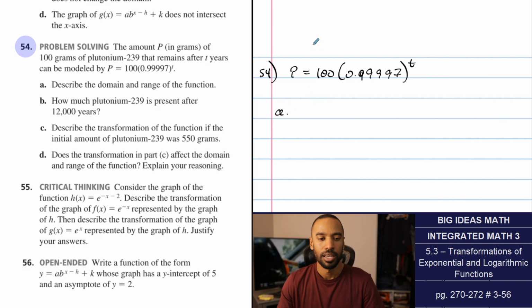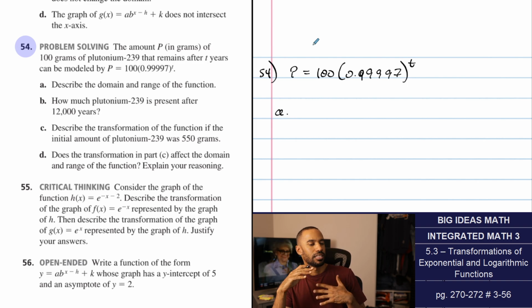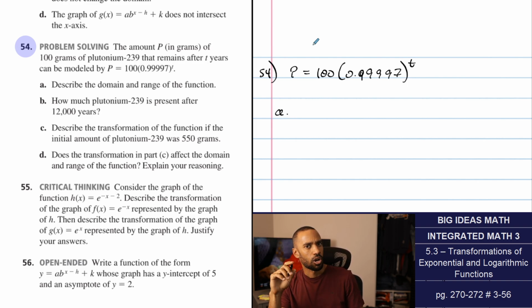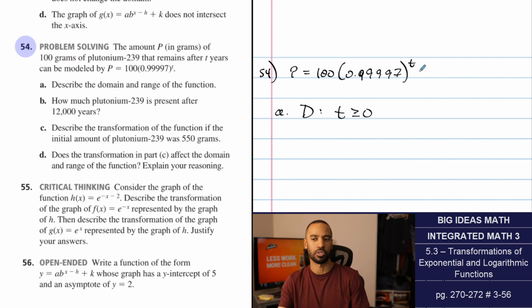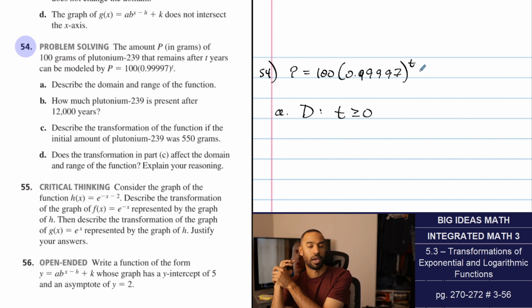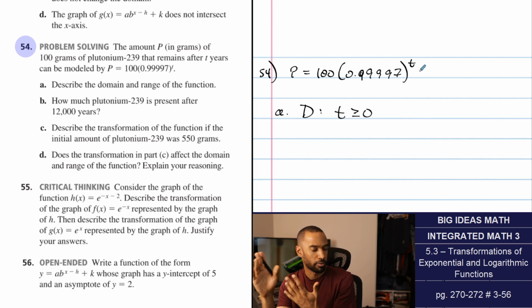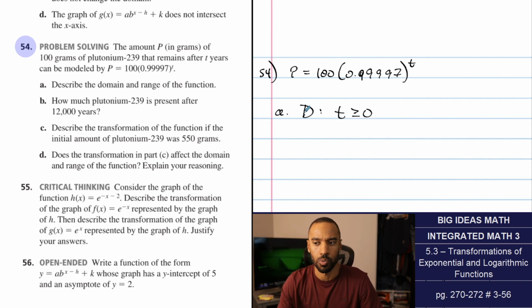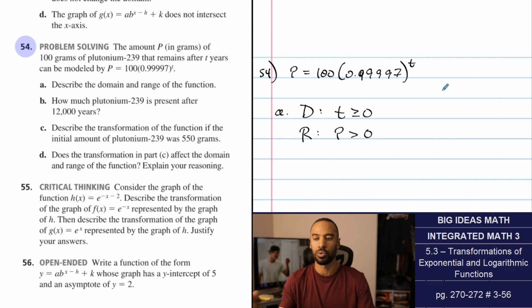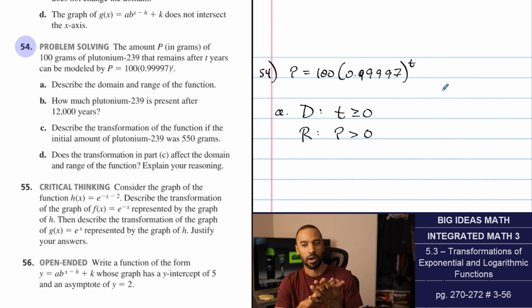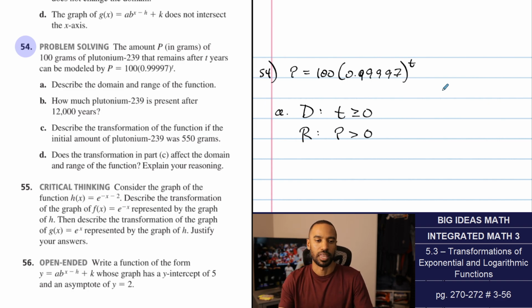Okay, domain, based on time, it says after T years, and it says based on 100 grams. So the domain is not all real numbers. It could be in a context-free problem, but here it's greater than or equal to 0. We start at time 0 when we have 100 grams. There was no plutonium before that, at least as far as what we're assuming here. The range: there's still going to be plutonium left no matter what we do. P will always be greater than 0. No change in that asymptote. We'll always have a positive amount of plutonium.